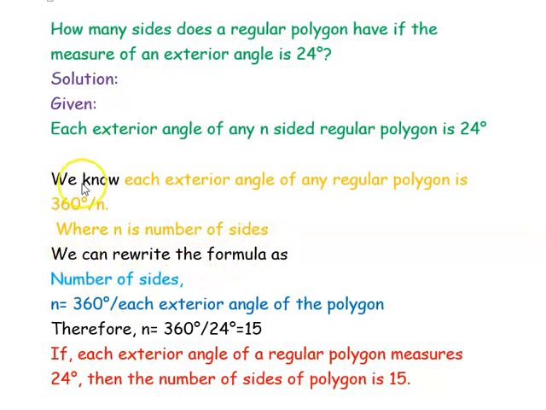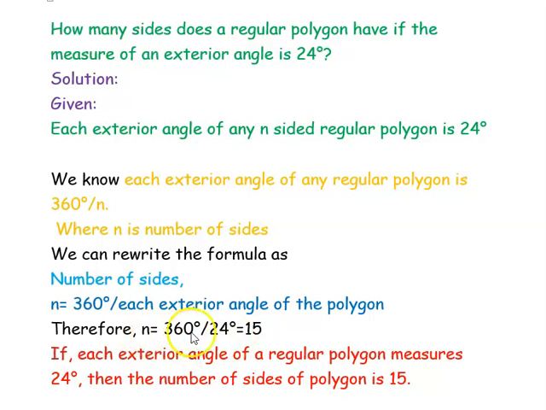So now you want to find the number of sides n. So we are going to rewrite this equation as number of sides n equal to 360 degrees divided by each exterior angle of the polygon. So now we are going to substitute the given values in this formula. So now we don't know the value of n. So n equal to 360 degrees divided by, it is given in our question, each exterior angle of the polygon is 24 degrees. So instead here we are going to substitute 24 degrees.